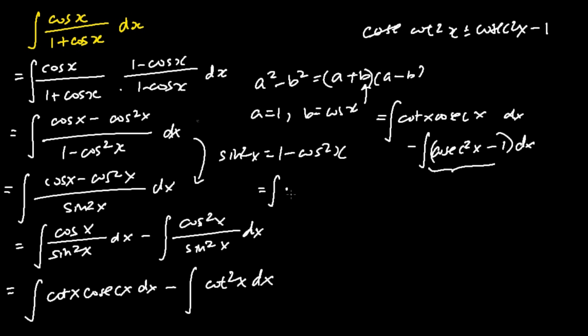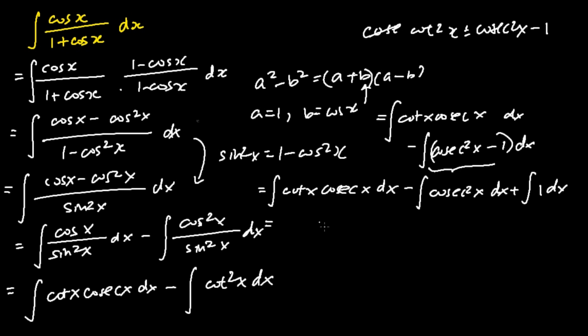We first copy the integral of cotangent x cosecant x dx, and the second integral can be split out into the following: minus the integral of cosecant square x dx plus the integral of 1 dx. And now I can perform the integration.